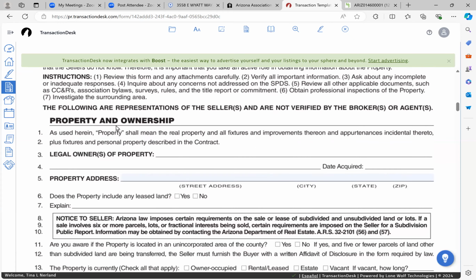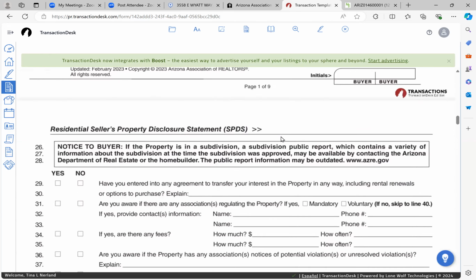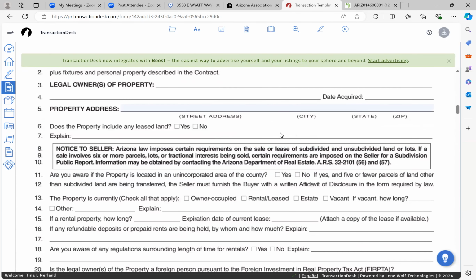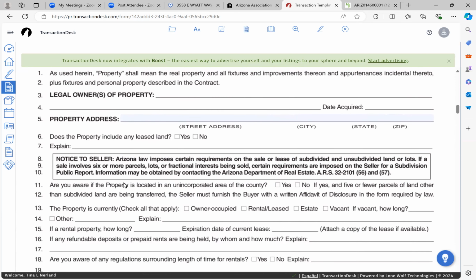Okay. So I am not going to read through all of this. I do recommend that you read through it on your own time, but basically this is where it starts for the seller. They need to fill out who the legal owner is, what the property is, does this property include any leased land, and so on.